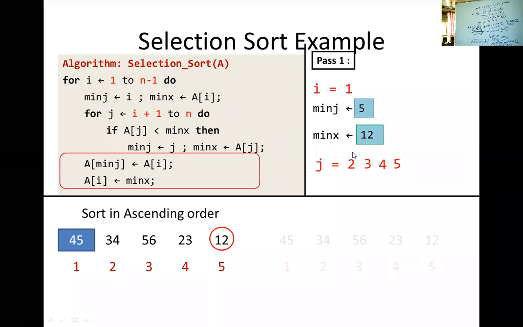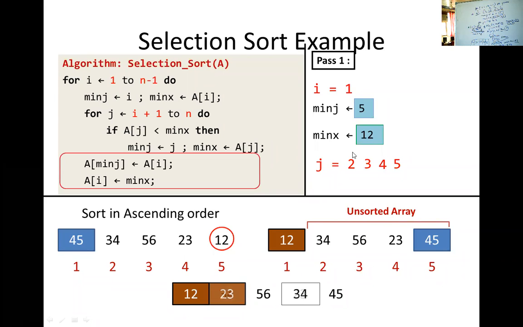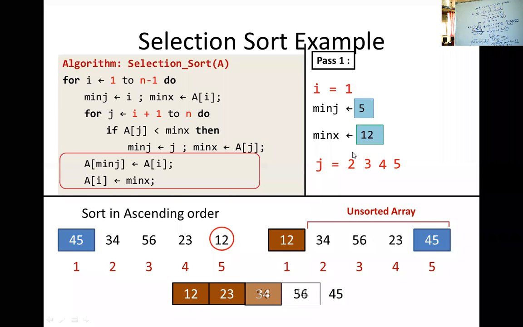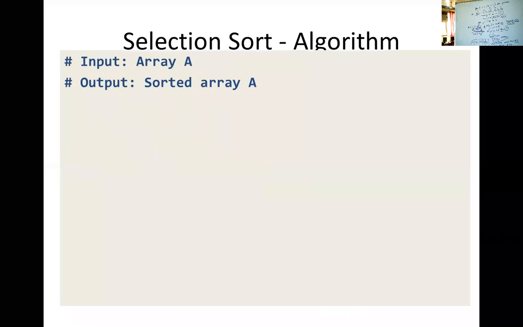Okay, now see. So 12 is sorted. So 45, 34, 56, 23 and 12. So 12 will go to first position and 45 will come to second position. Now this is again 12, 34, 56. So now 23 and 34 will be done in the second pass. Then 45 and 56. Finally, we will get the selection sorted algorithm.